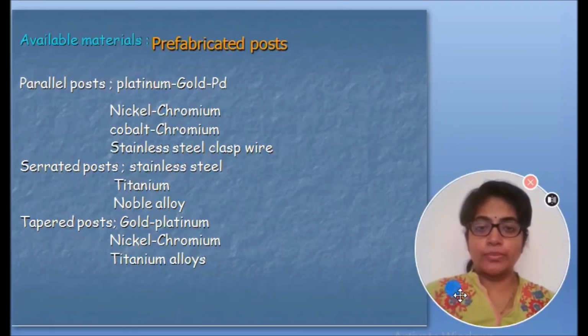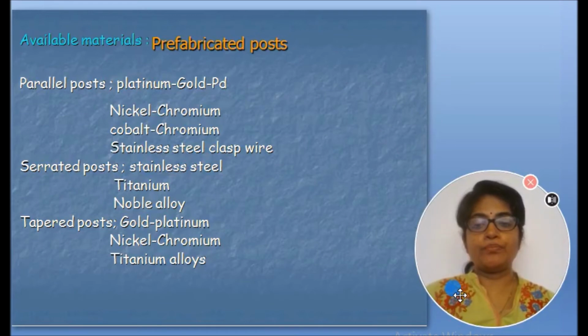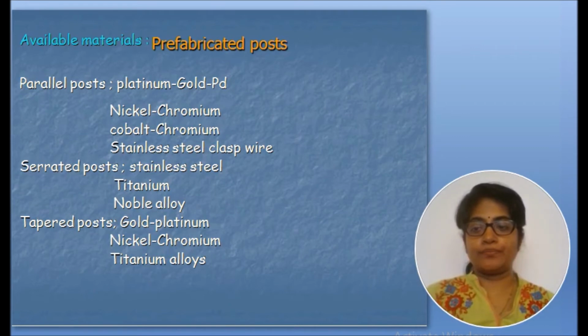The posts can also be classified into different types depending on the material. So these are all prefabricated posts which can be further classified into parallel post, serrated post, and tapered post. Parallel posts are made up of platinum gold palladium alloy, nickel chromium alloy, cobalt chromium alloy and stainless steel clasp wire. Serrated posts can be made up of stainless steel, titanium and noble alloy. Tapered posts can be made up of gold, platinum, nickel, chromium and titanium alloys.